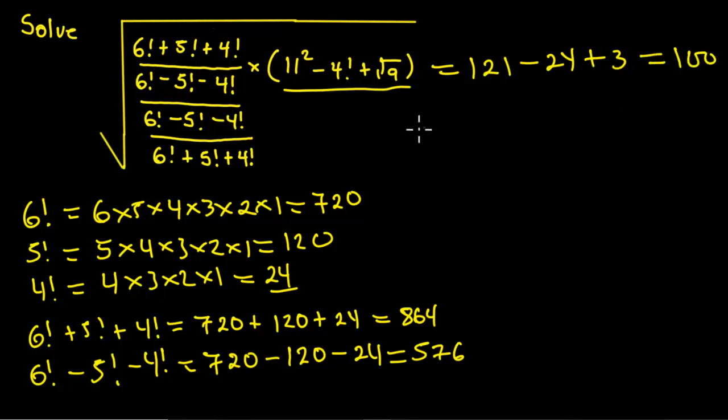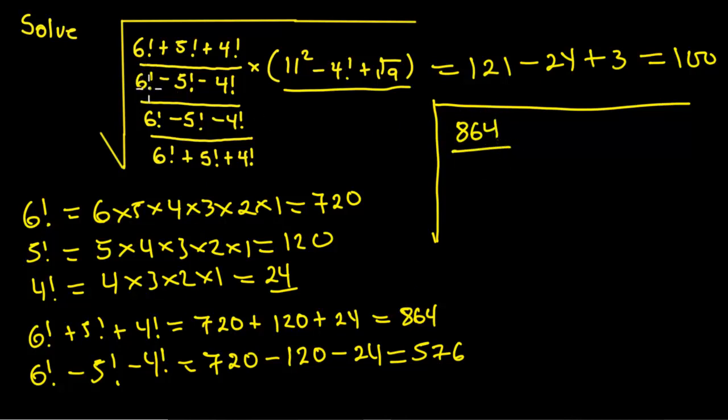Now from here we are going to have the square root of 6 factorial plus 5 factorial plus 4 factorial, we had 864, over 6 factorial minus 5 factorial minus 4 factorial, we had 576. So 576 all over, and then this one we also had 864, times this one we had 100.